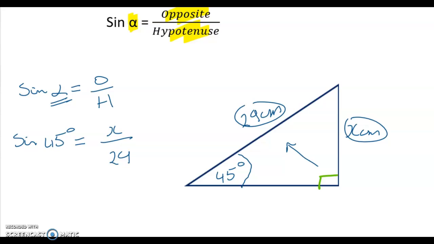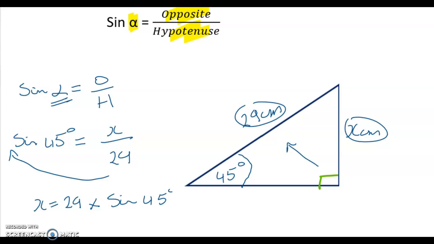Now remember we did rearranging formulas. We want to get x on its own. We don't like this as a fraction, so we multiply both sides by 29. So x becomes 29 times sine of 45 degrees. So if you're using a calculator, you would just press 29 times the sin button, and then 45, then equals, and you would get 20.5 centimetres.